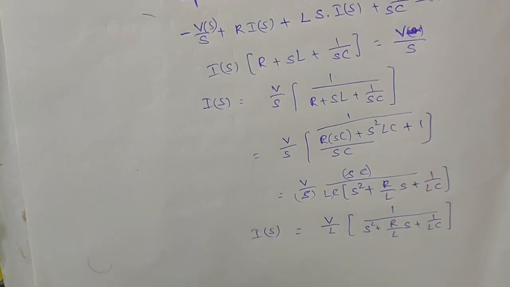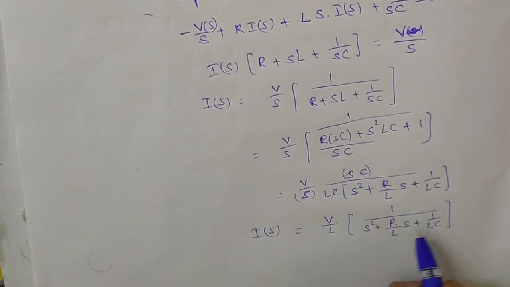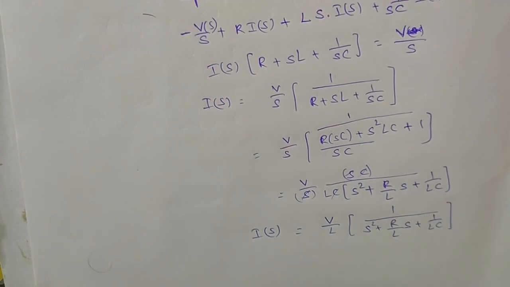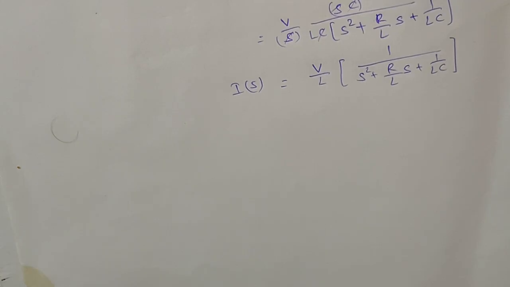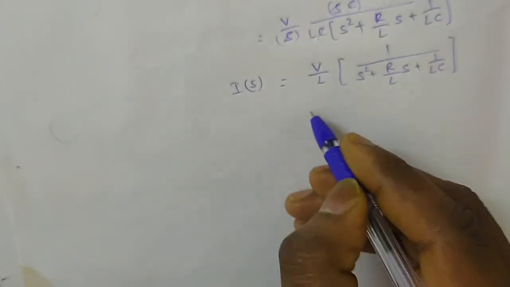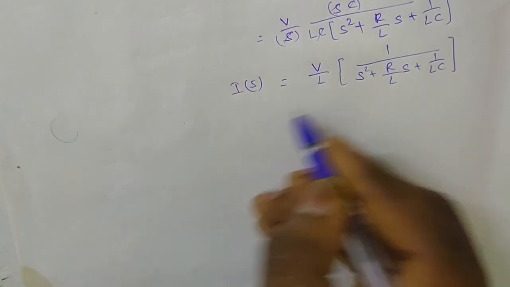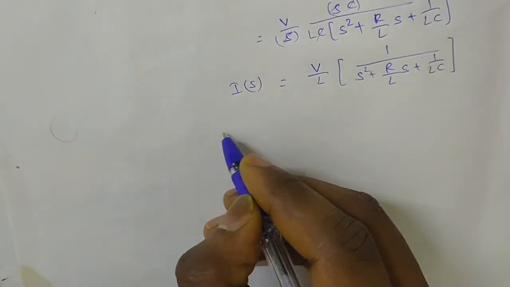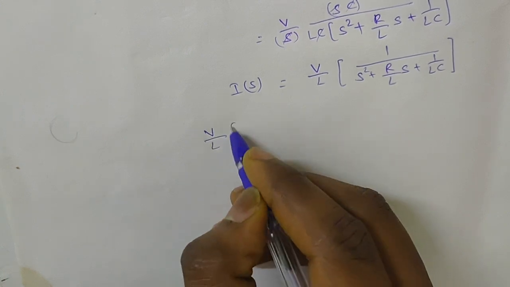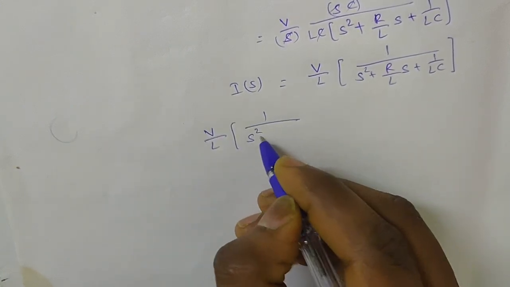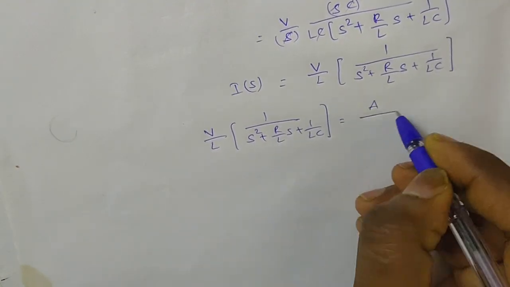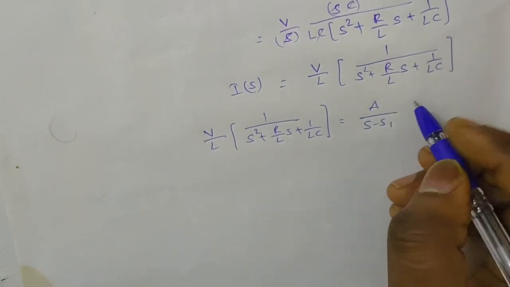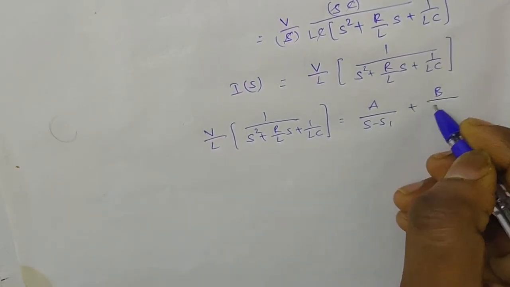This is the expression for current in the frequency domain. For this, we do partial fractions and then reconvert into the time domain. We can assume the roots, so V by L into 1 by S square plus R by L S plus 1 by LC can be written as A by S minus S1 plus B by S minus S2.